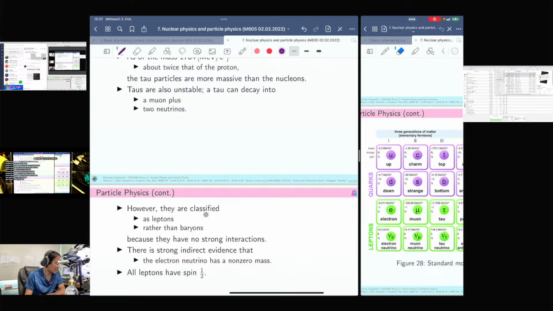However, they are classified as leptons rather than baryons. They are not baryons because they have no strong interaction. They do not get involved with the strong interaction, the strong force.